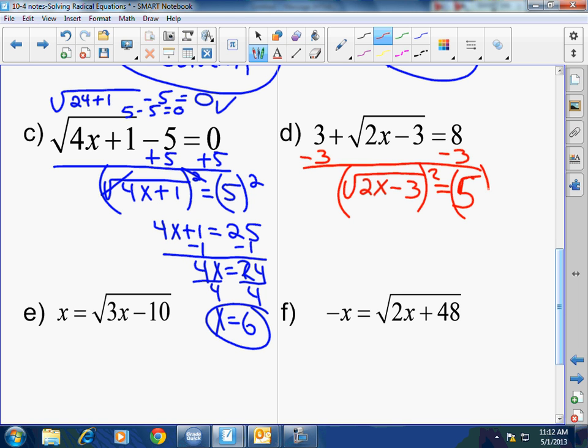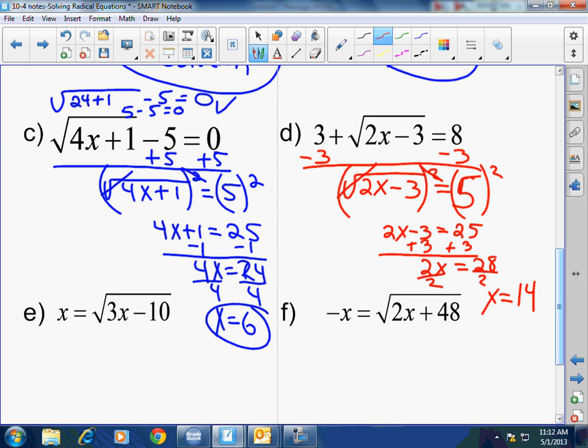Excellent, sir. When I square a square root, I cancel the square root with the square, and I got 2x minus 3 equals 25. How do I solve for x here? Yes, sir. You add 3 to both sides, 100%, sir. And then you have 2x equals 28. You divide by 2, exactly correct. And x will equal 14.